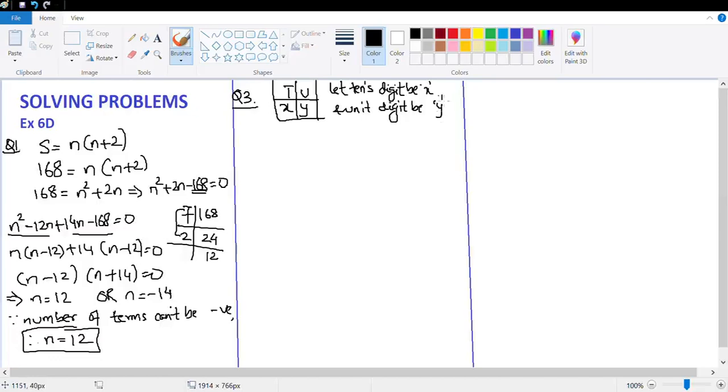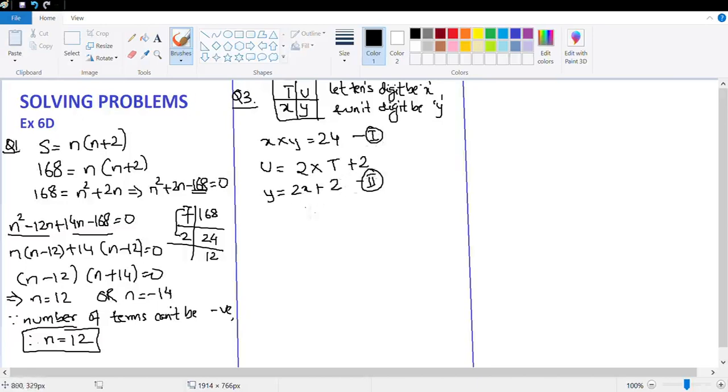Perfect. Now let's read the next part of the question. The product of the digits is 24, which means x into y is given to be 24. Okay, let's read the second part of the question. If the units digit exceeds twice the tens digit by 2. Okay, so it says unit is equal to 2 times tens digit plus 2. Exceeds meaning add. So let's put the values. Unit digit y is equal to 2x plus 2. That was my first equation. This is my second equation.